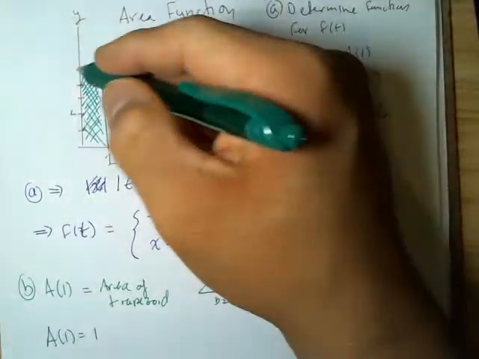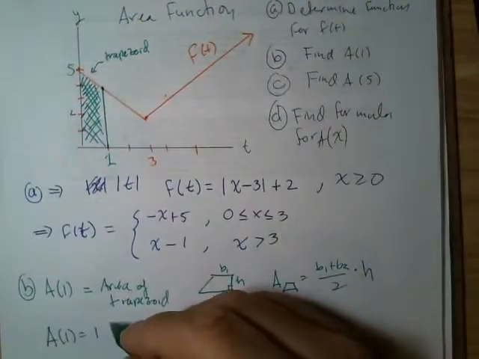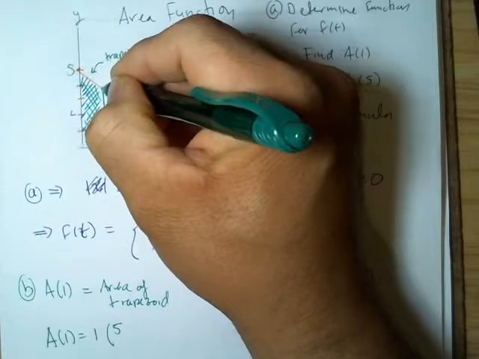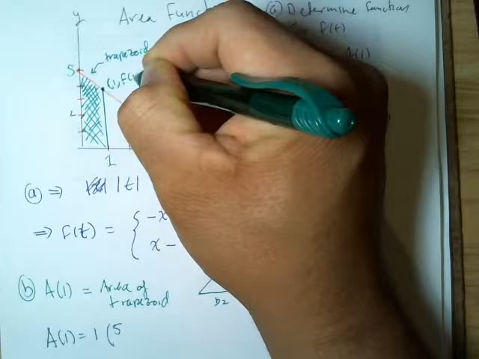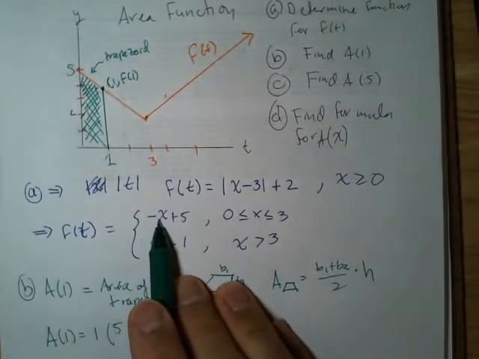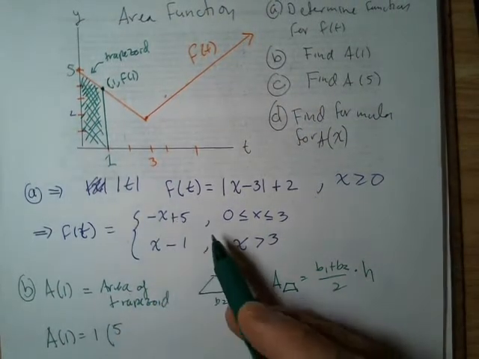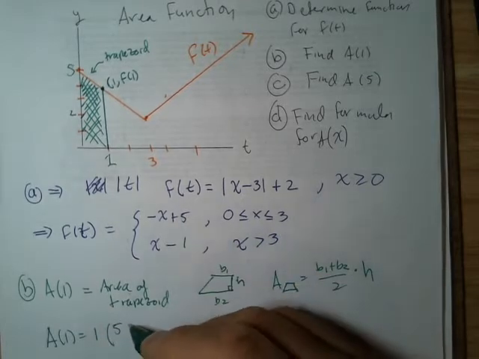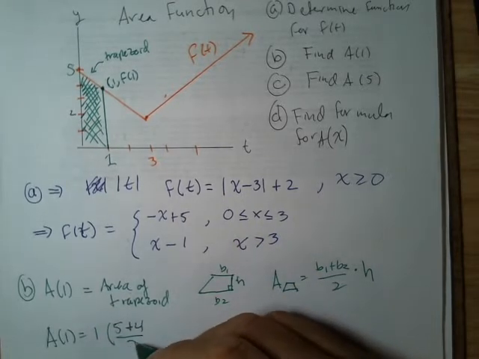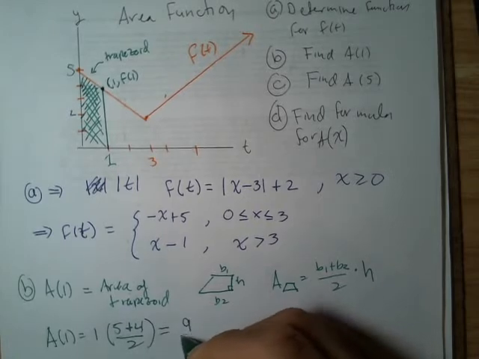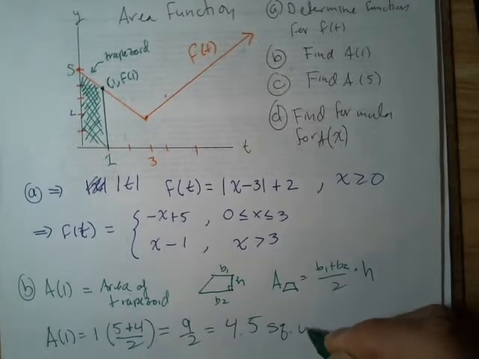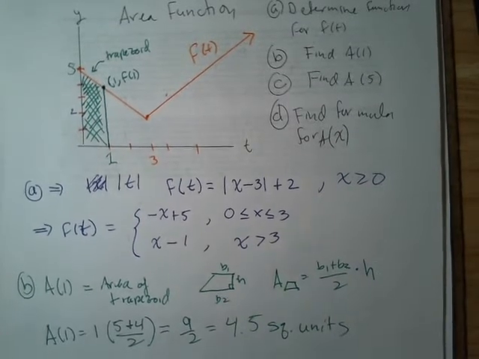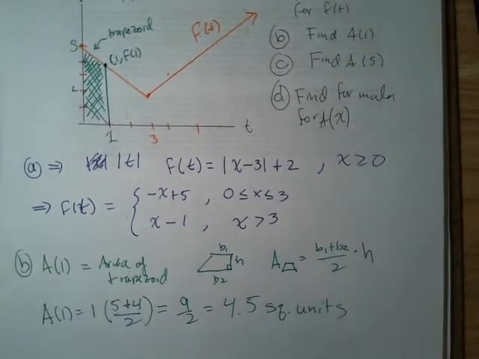Base 1 would be here, 5. And then this value here is actually f of 1. So we plug in 1 here, negative 1 plus 5, we get 4, over 2. So we get 9 over 2, or 4.5 square units, whatever those units happen to be. Okay, and that's how we find the a1.